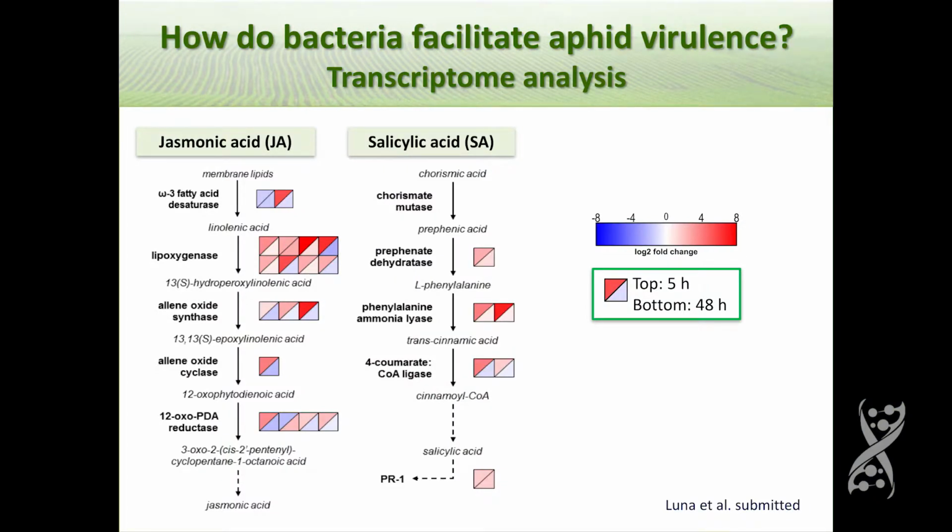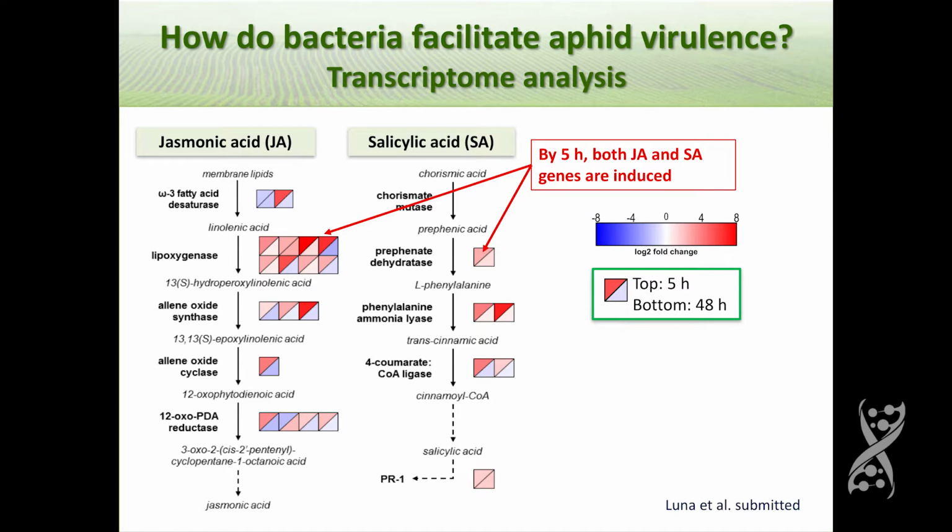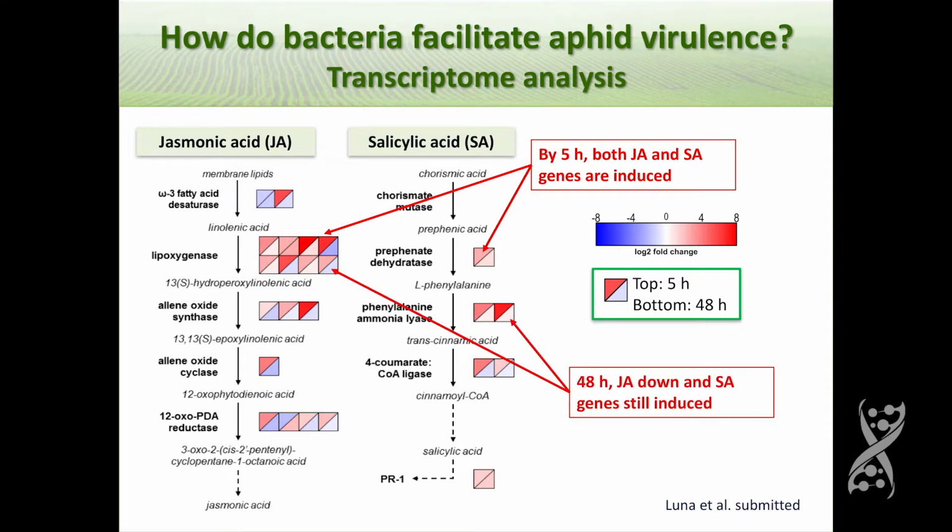The way this graph is set up, the top half of the triangle is the 5-hour feeding, and the bottom half is the 48-hour feeding. So if you look at here, you can see that by 5 hours, both jasmonic acid and salicylic acid pathways were upregulated in these interactions. And by 48 hours, by and large, most of the jasmonic acid pathway genes were downregulated, whereas the salicylic acid pathway genes remained upregulated.